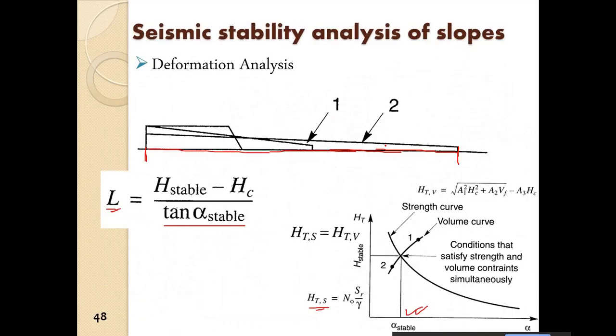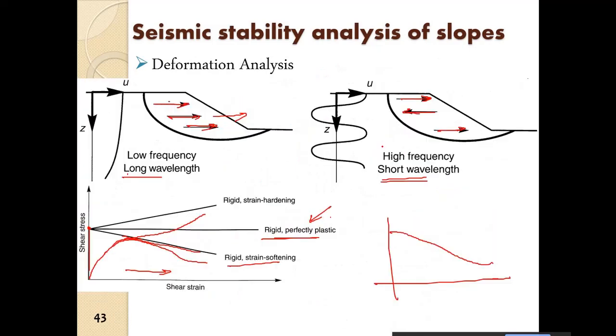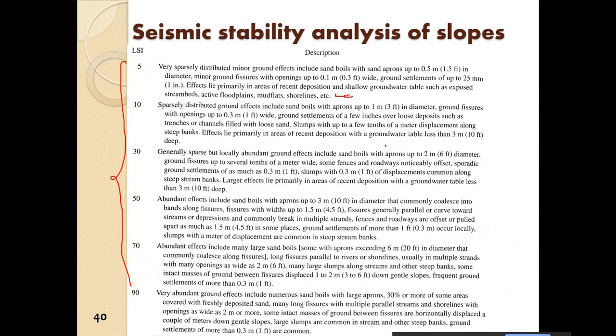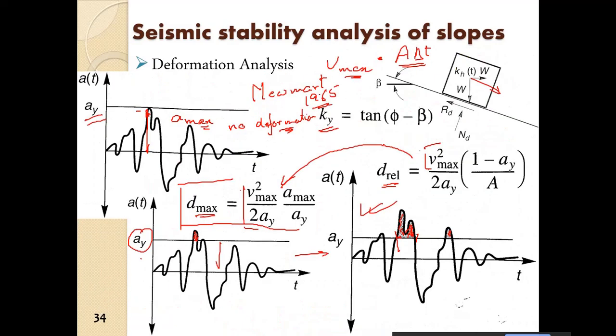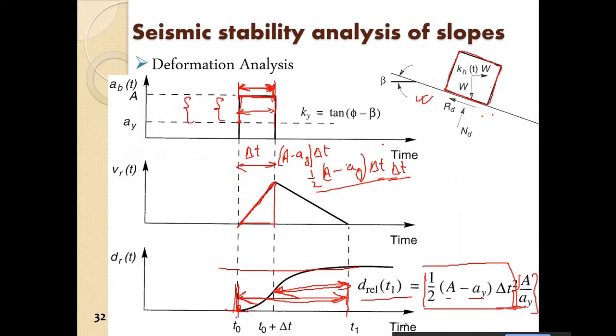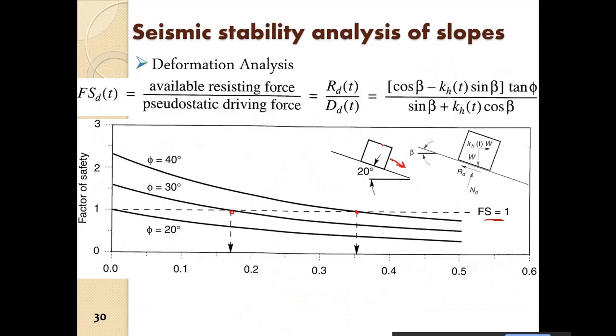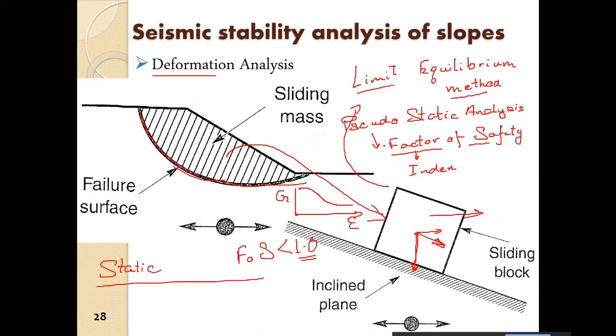Okay, so we have seen that there are various methods of analysis of slopes. Obviously we can divide them into two. One is the limit equilibrium method, where we get the factor of safety, and the other is the deformation analysis, where we get the deformation of the slope.